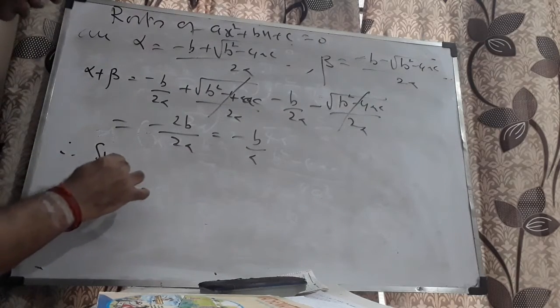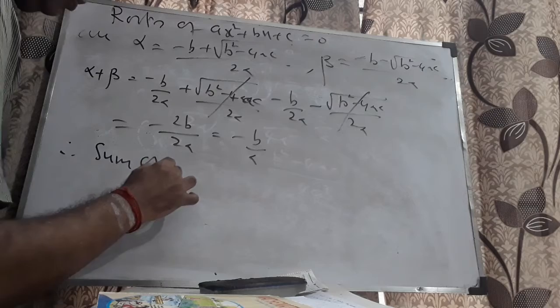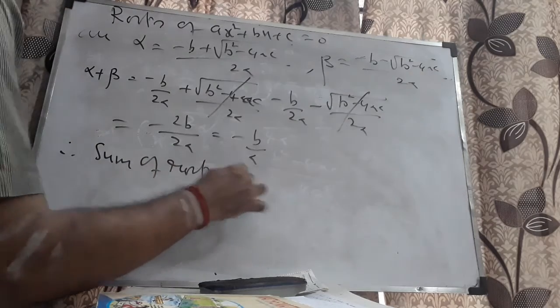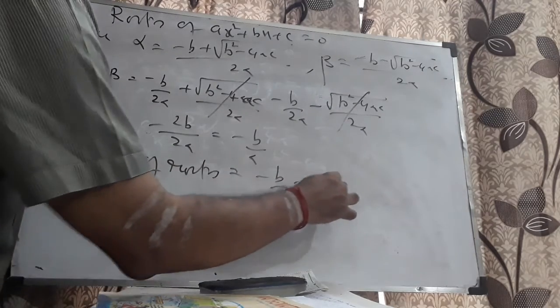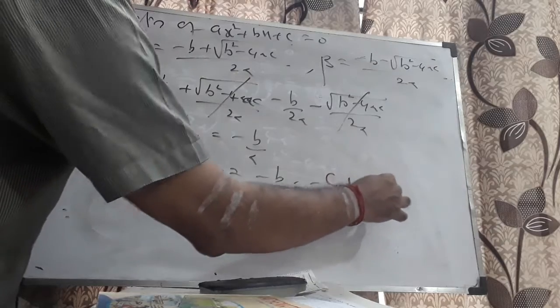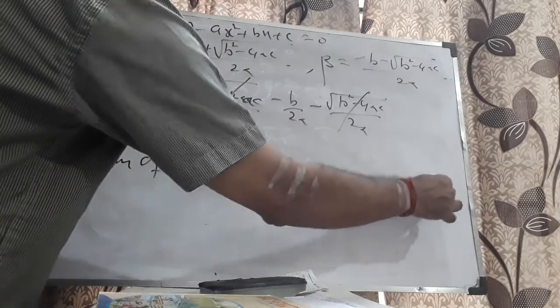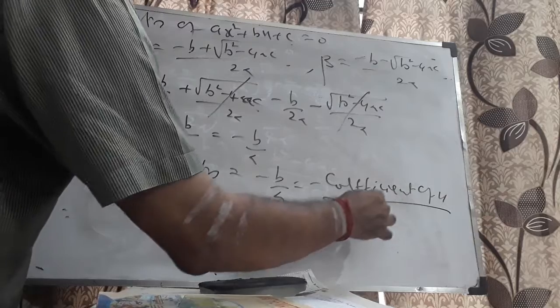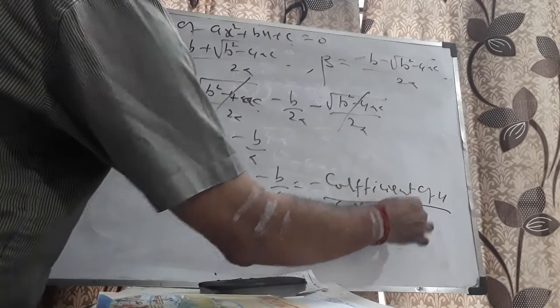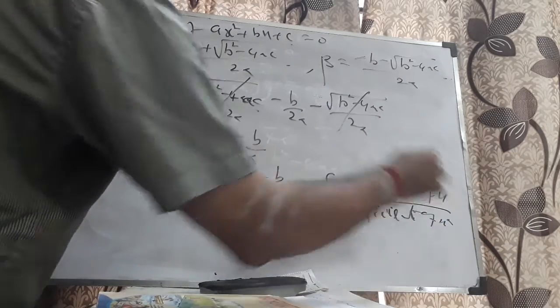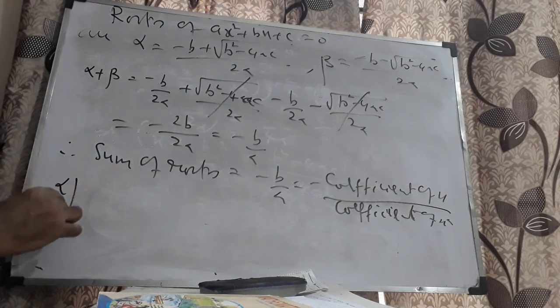Therefore, I end up with the sum of the roots. The sum of the roots is equal to minus b by a. This is minus coefficient of x by coefficient of x square.